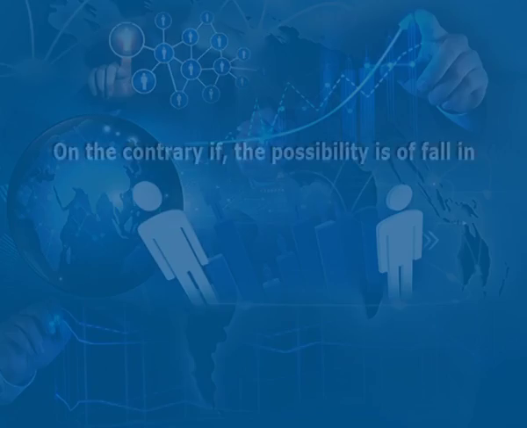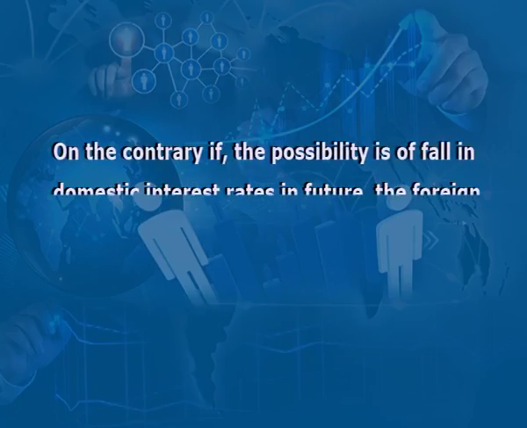Number 2, speculation. Speculation related to expected variation in foreign exchange rates or interest rates affect short-term capital movements. When the speculators feel that the domestic interest rates will rise in future, they will invest in short-term foreign securities to earn profit from the possibility of fall in bond prices. This will lead to the outflow of capital.